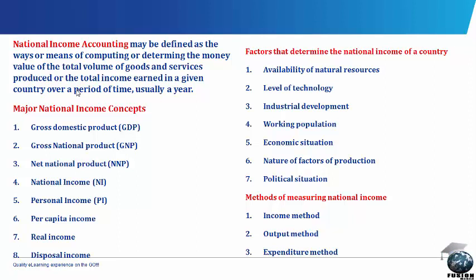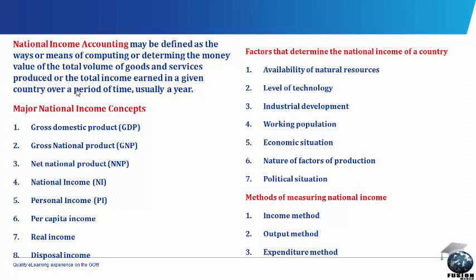2. Availability of natural resources. A country with abundance of natural resources will experience increase in national income than a country with little or no natural resources. 3. Level of technology. The higher a country's level of technology, the higher its national income and vice versa. This is also known as ceteris paribus.